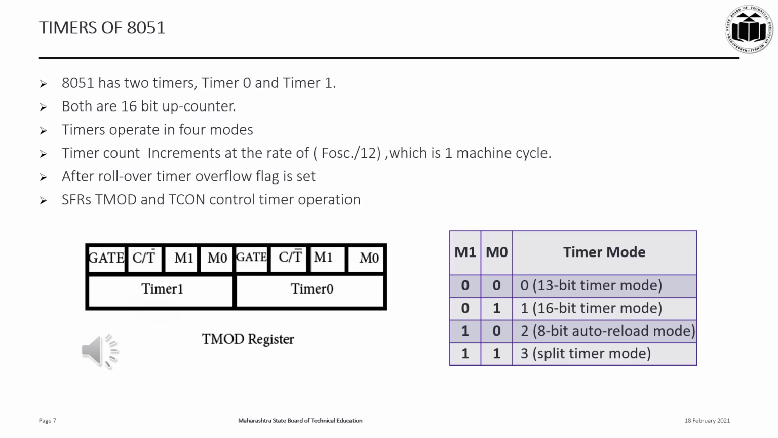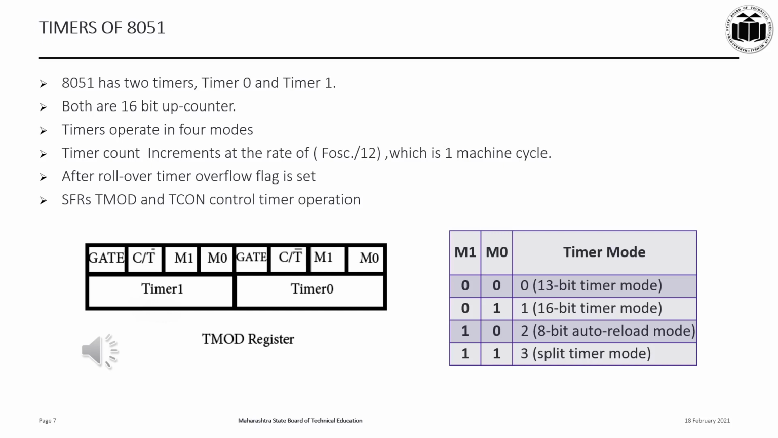Every timer needs to be loaded with a count, the initial count, and whenever the clock is given, the timer count increments at the rate of f oscillator by 12, which is one machine cycle. Means after every one machine cycle, the timer count increments by 1. When the count reaches its final value and rolls over from all ones to all zeros, the timer overflow flag is set. The SFRs which control the timer operation are TMOD and TCON.